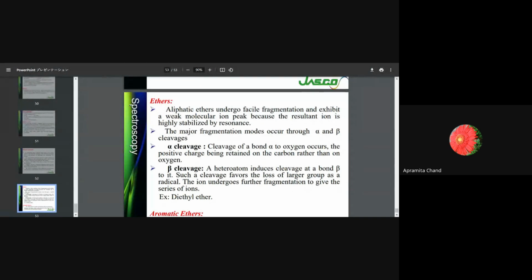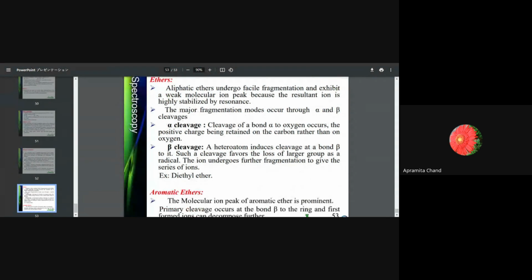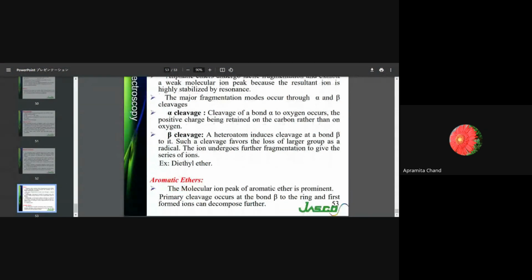Alpha cleavage occurs when the cleavage of a bond alpha to the oxygen takes place. So the positive charge will remain on the carbon instead of the oxygen. Similarly, beta cleavage will favor the loss of a larger group. In terms of radical, the larger group will be eliminated, and then the resulting ion will undergo further fragmentation to give a series of ions.